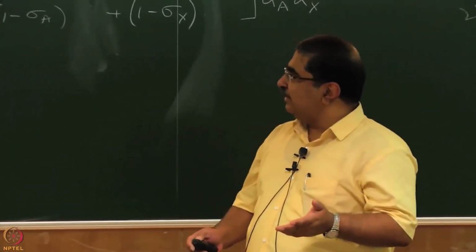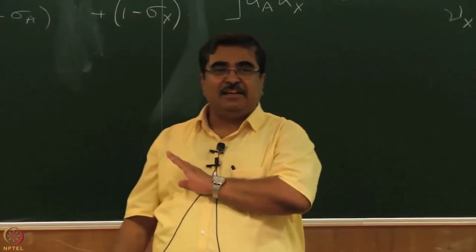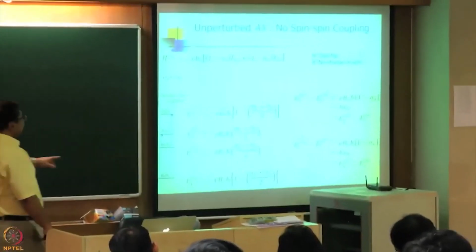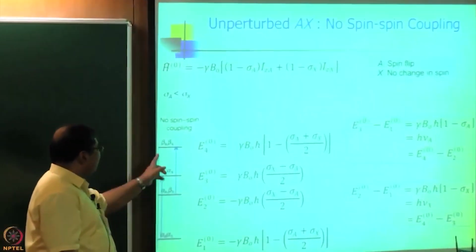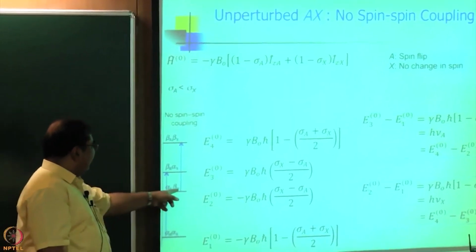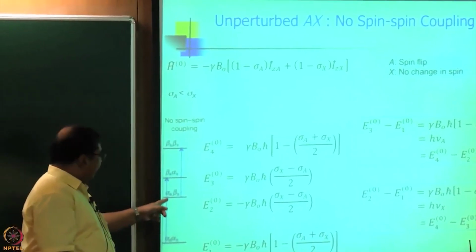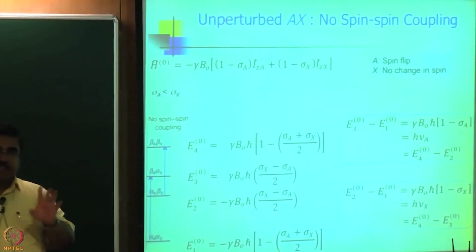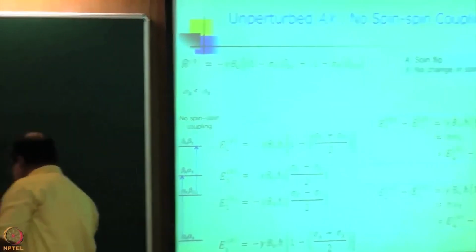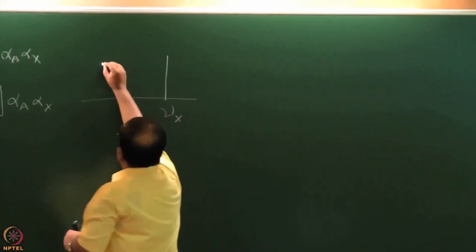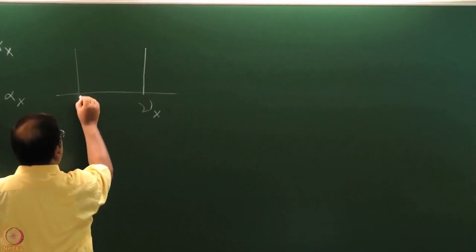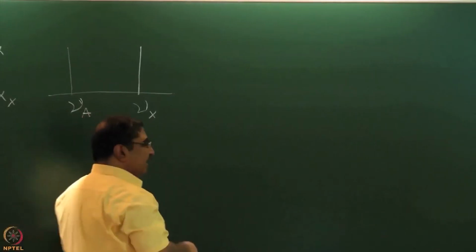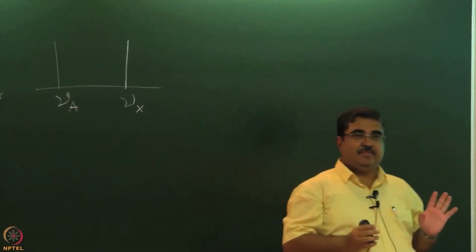So, that is going to be a characteristic transition for A, alright, and this transition is also the same, right, alpha A beta X to beta A beta X. Again X remains in beta spin, A spin flips from alpha to beta, okay. So, once again we expect a line at the characteristic resonance for A.